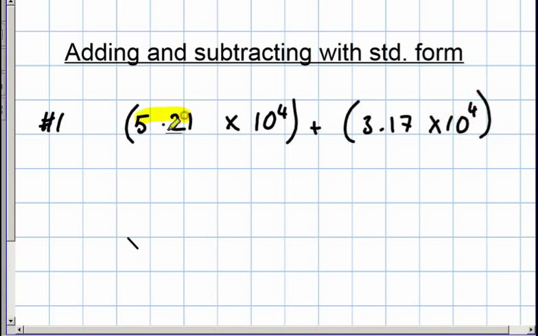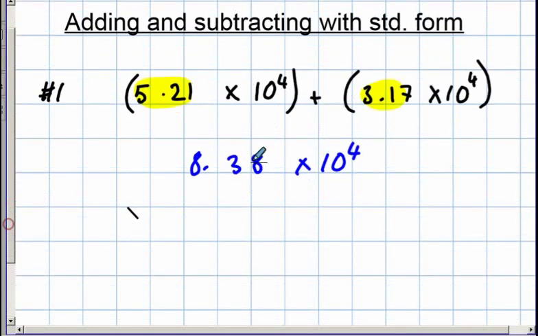You just add the first parts of the standard form, 8.38, and the powers remain unchanged. So these added together, 8.38, and then double check to see whether this is still in standard form. But what about if the powers of 10 are different?